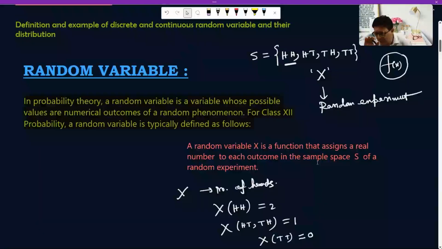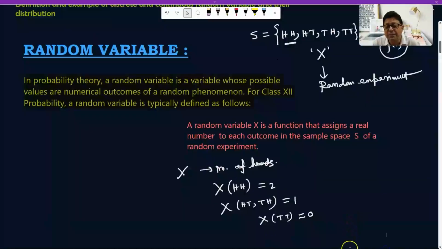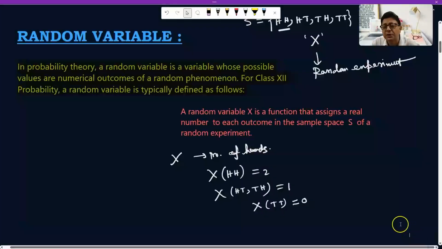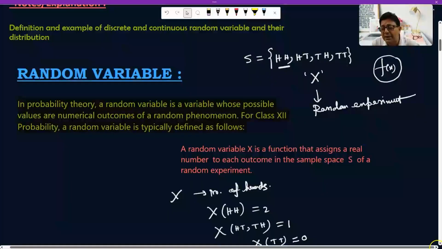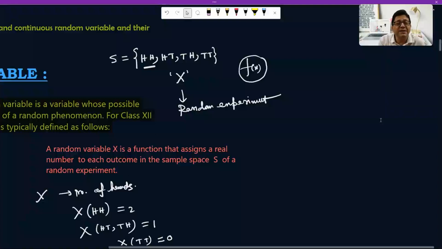Another thing I'd like to make clear for you, that on this sample space you have defined a random variable. The coin is tossed twice. We have defined a random variable X over there. Question arises, can we define another random variable for this random experiment? Yes, of course we can define.